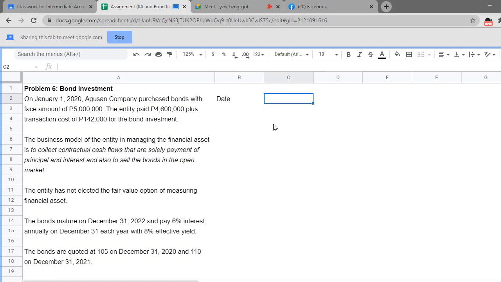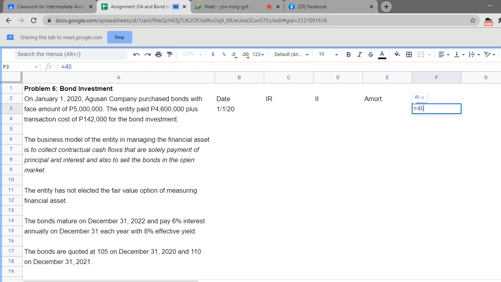So we have date, interest received, interest income, amortization. This is not a serial bond, right? So we go straight to carrying amount. Date. Let's begin with 1/1/2020. And our carrying amount is, was it given? Okay, that's 4.6 million plus the transaction cost of 142. Are we going to add the 142?